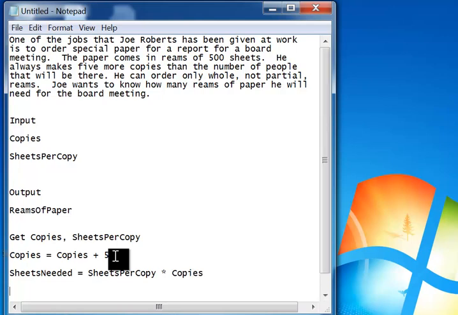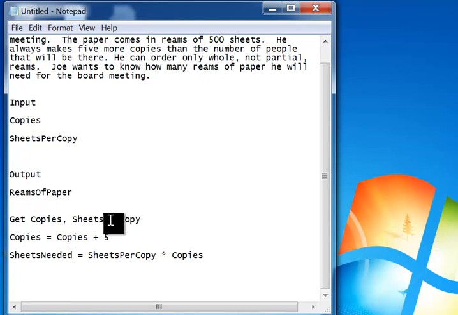What do you think? So I get my copies, I get my sheets per copy. This is a 20 page report I should say. I know I need 20 copies. I'm going to make 25 copies, so I always make 5 more, correct? And so my sheets per copy, so 20 times 25 is actually how many sheets I actually need, correct?